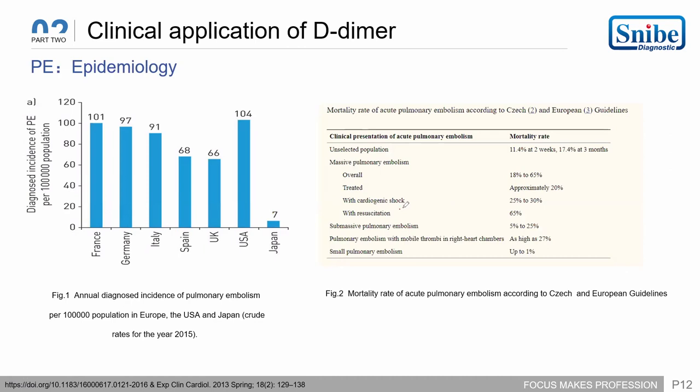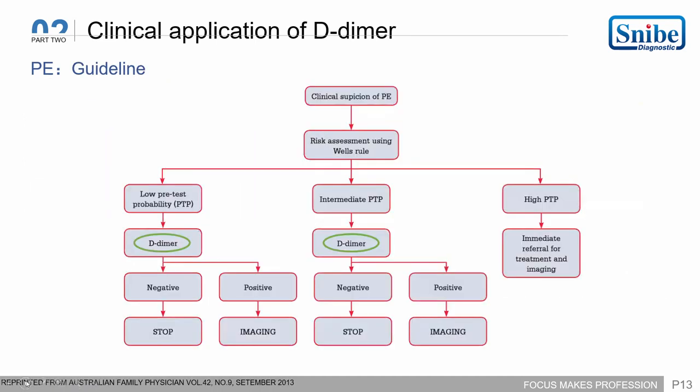With cardiogenic shock, it's 25 to 30%. Resuscitation is 65%. And then the small pulmonary embolism, and the pulmonary embolism is between 25 up to 1%. So this is the mortality rate of acute pulmonary embolism according to the European guidelines and the Czech guidelines. So if we talk more about the guidelines for pulmonary embolism.